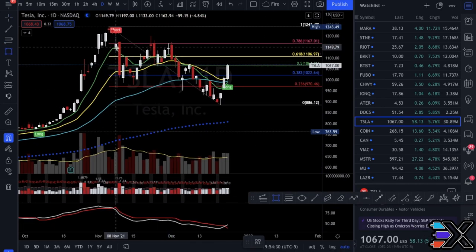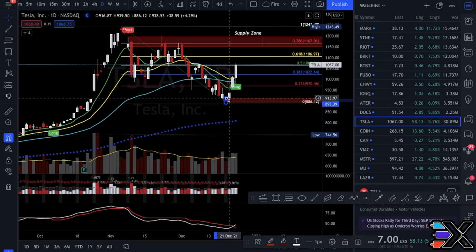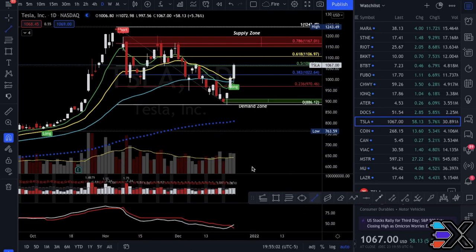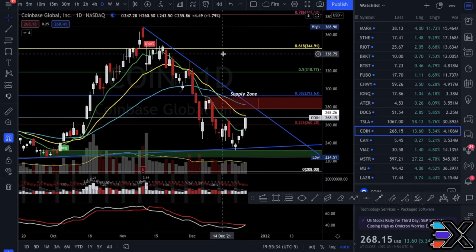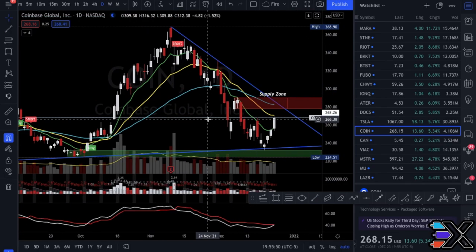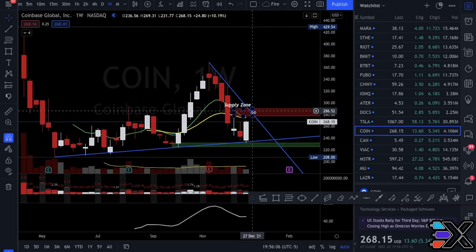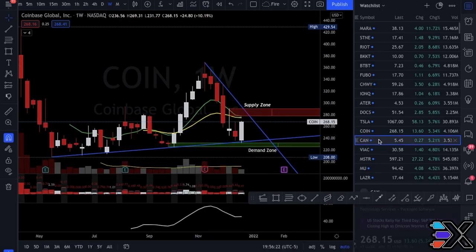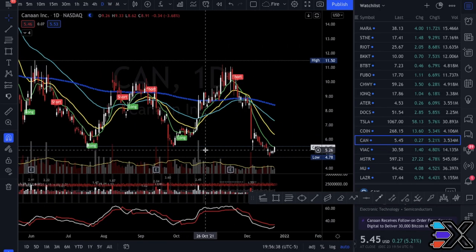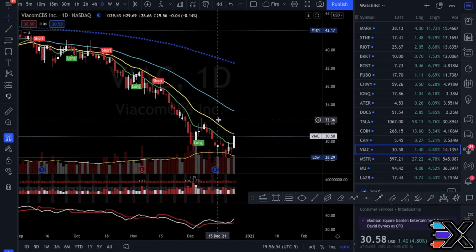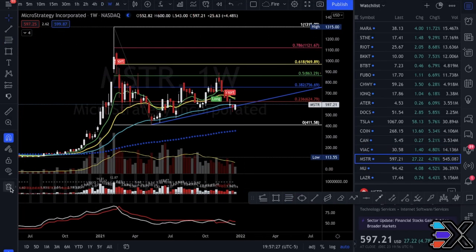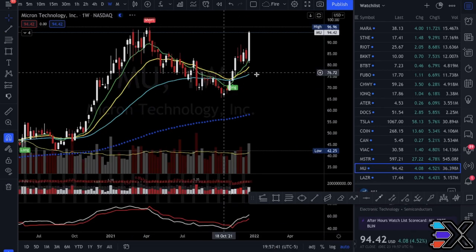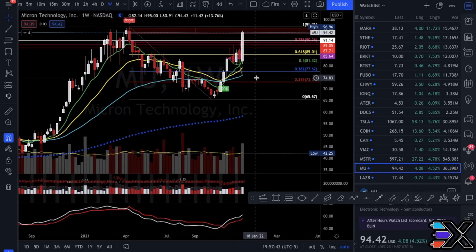All right, and it looks like we got Tesla right here. I don't think I found anything on Tesla. Not quite. Got Coin right there. Already bounced from the trend line, so I probably wasn't trying to do that one. Viacom, too much selling. MSTR, spreads are too wide.